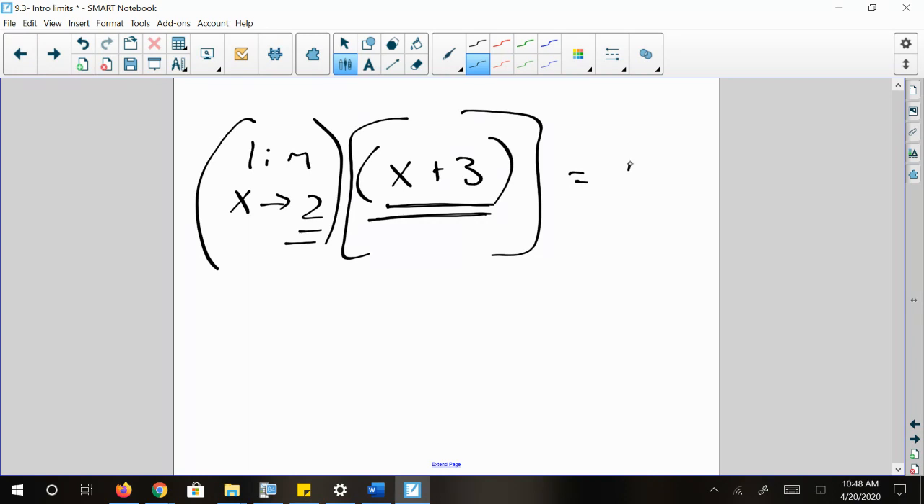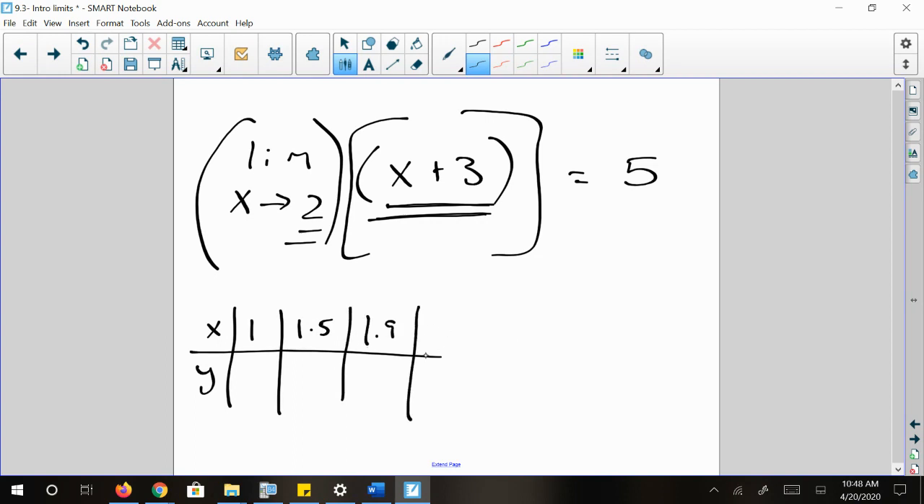Well, 2 plus 3 is 5. Okay, and if I kind of thought about what was happening, let's think here. If I plugged in 1, and then 1.5, and then 1.9, and then 2, and then 2.1, 2.5, and 3.